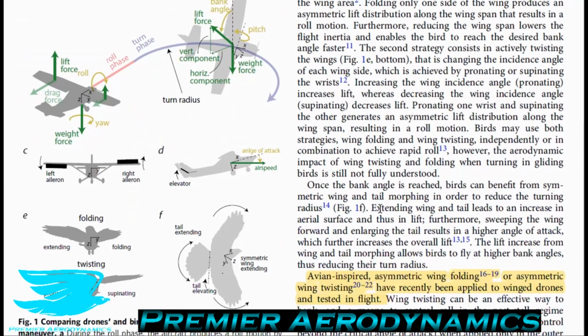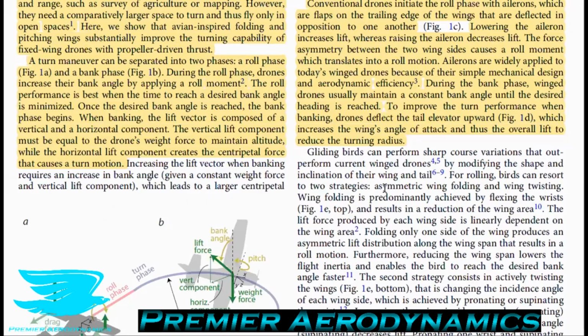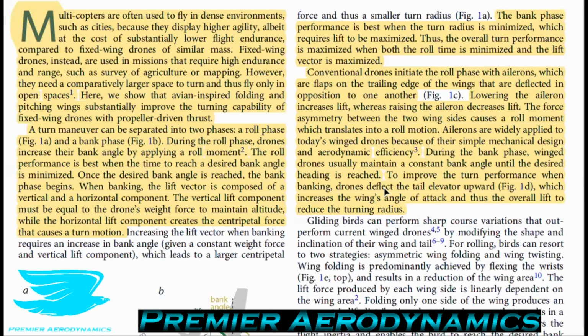So that means you have more lift being produced now. Otherwise, you'll start to reduce your altitude. So the bank phase performance is best when the turn radius is minimized, which requires lift to be maximized. That is because the greater the lift, the more centripetal force there is, and then the faster you can turn around. Thus, the overall performance is maximized when both the roll time is minimized and the lift vector is maximized.